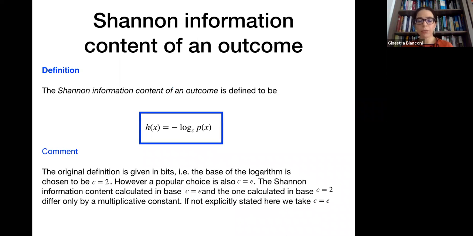So interesting, when you have a random outcome, you can define the Shannon information content of an outcome. And this is defined as h(x), which is just minus the logarithm in base c of the probability of this outcome. So here, for the base of this logarithm, traditionally people have taken 2. In this module, we will always take c equal to the Euler number. In any case, if you want to change the base, the Shannon information will change by a factor, so changing the value of c would not be an important consequence.